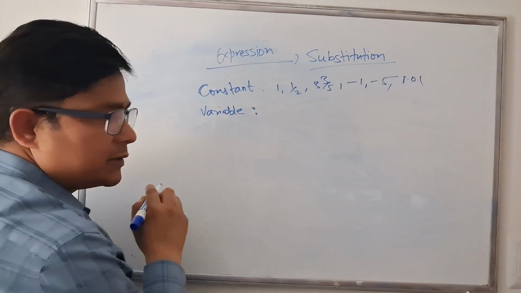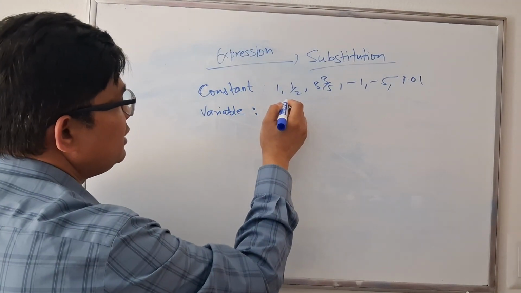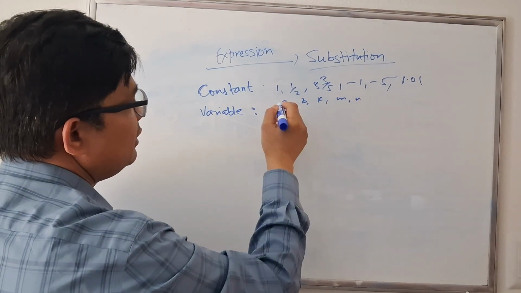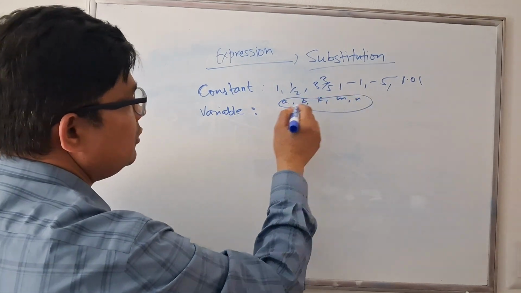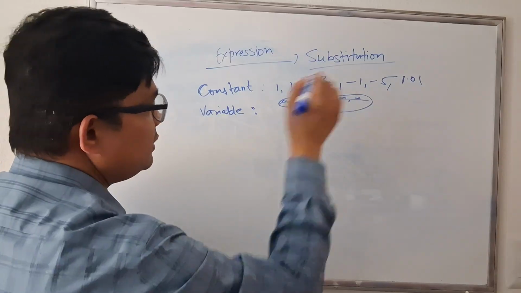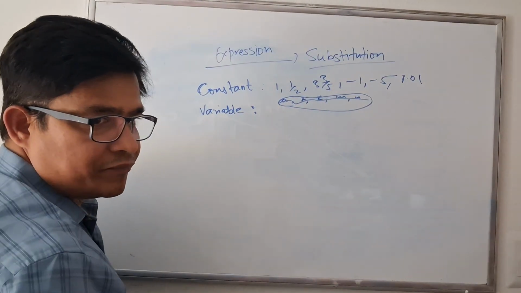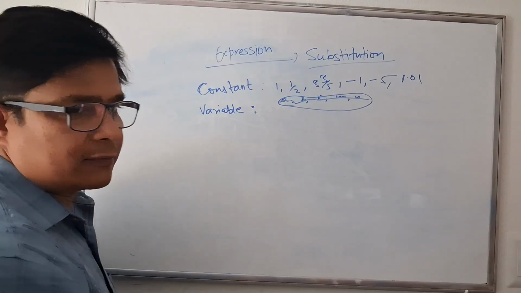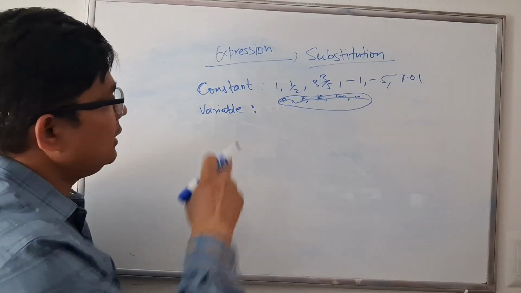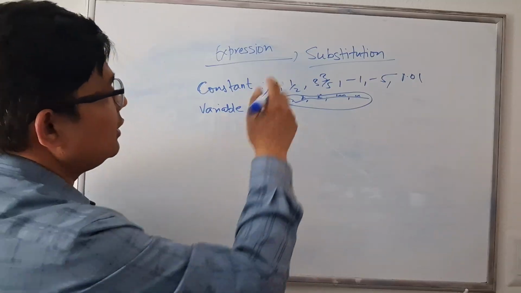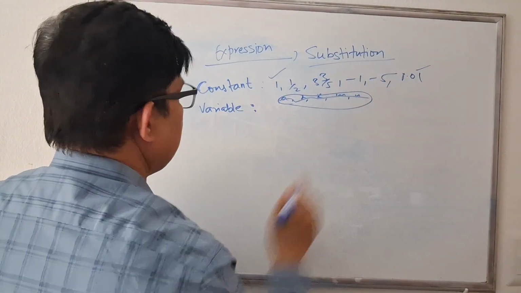In some of the questions, they might use a, b, k, m, n also as constants, but don't believe these things. Remember, only numbers are constants. If the question says a is a constant, b is a constant, then only believe that. Otherwise, constants are only these things.